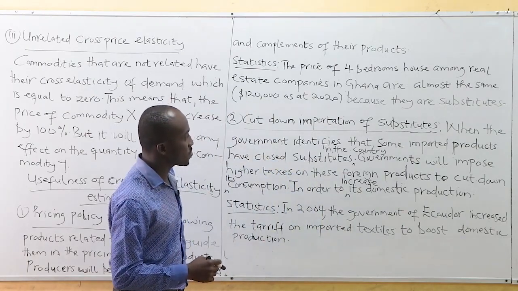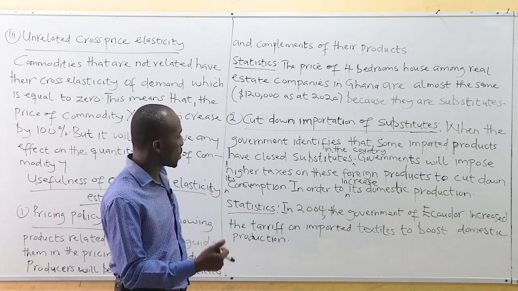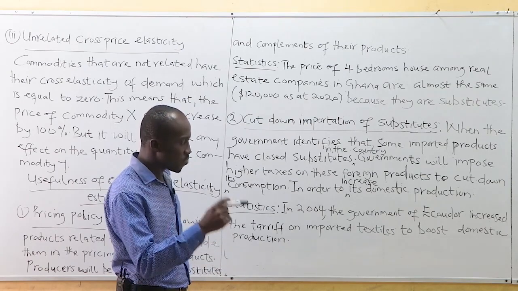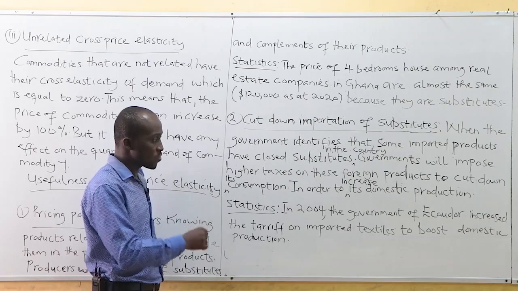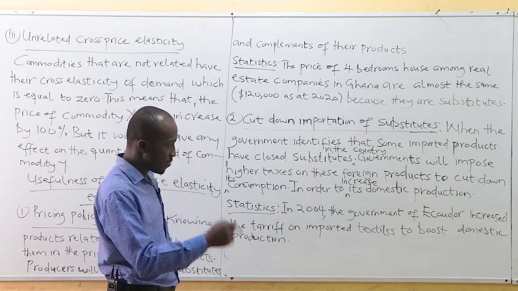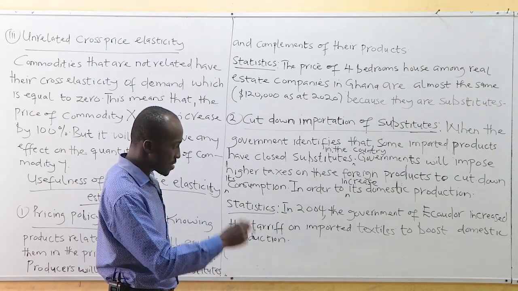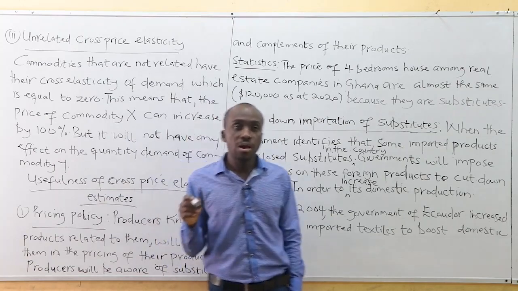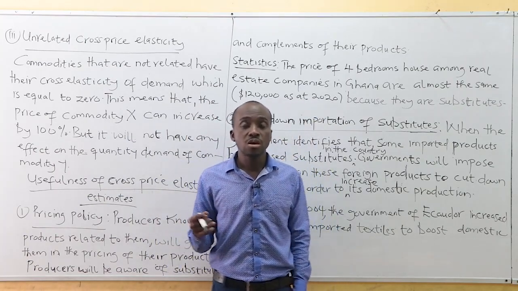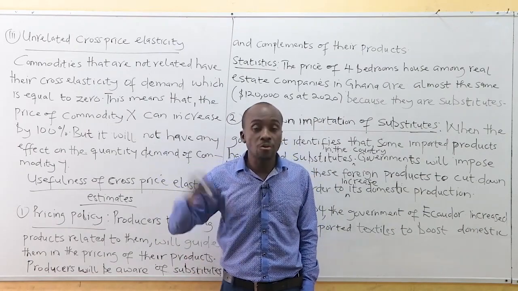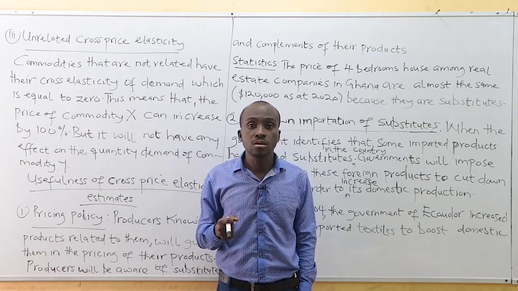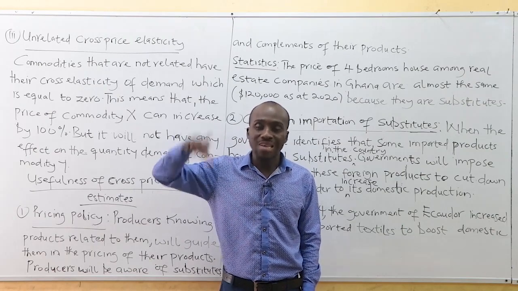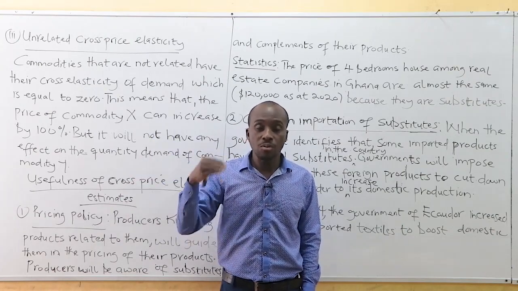Cutting down importation of substitutes. When the government identifies that some imported products have close substitutes in the country, the government will impose higher taxes on these foreign products to cut down their consumption in order to increase domestic production. In 2004, the government of Ecuador increased their tariff on imported textiles to boost domestic production. The government can also look at products that are substitutes. If they are bringing in products that are substitutes, and there is already domestic production of those products, the government can impose higher tariffs on these goods to help curb their importation.